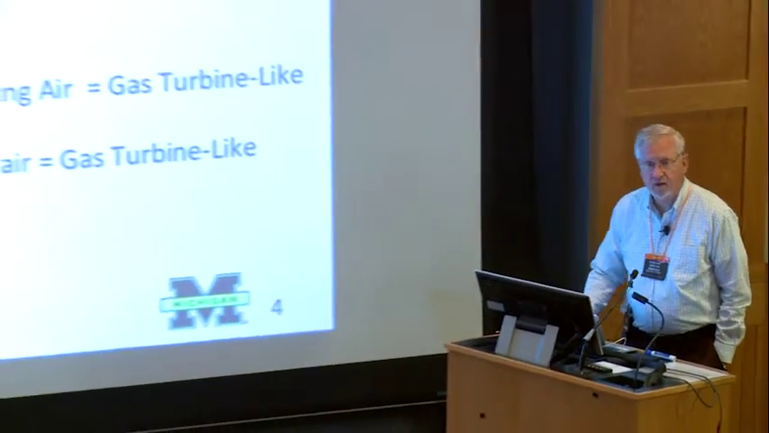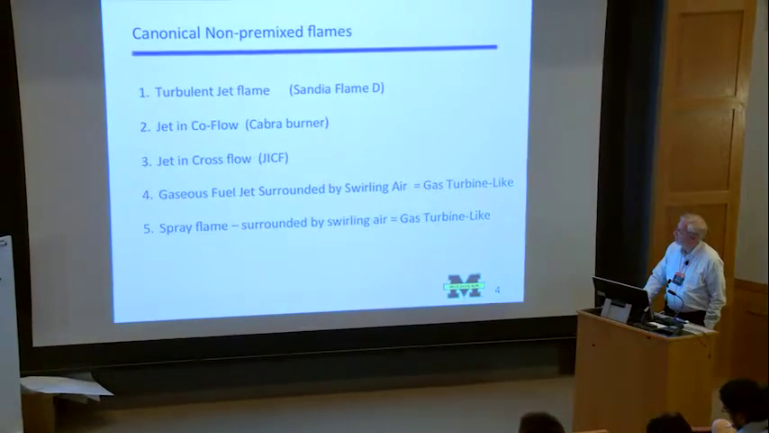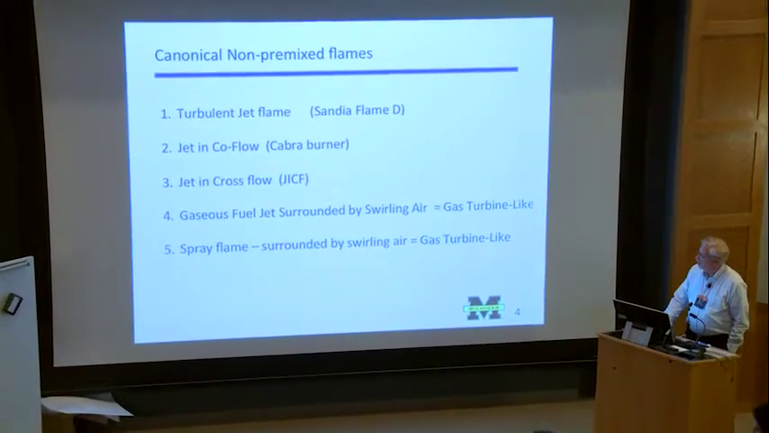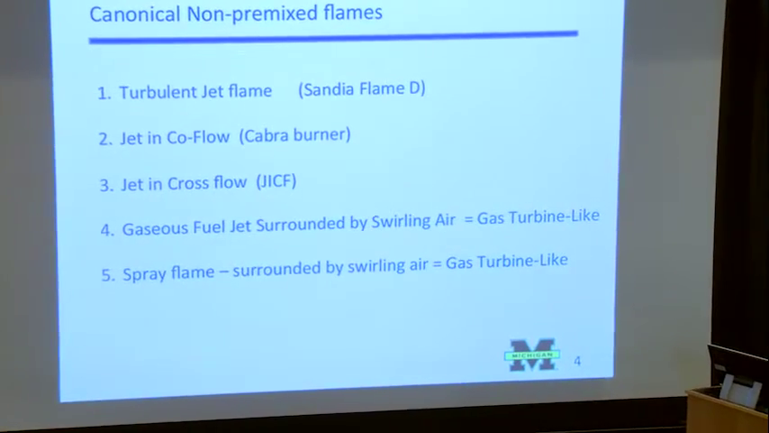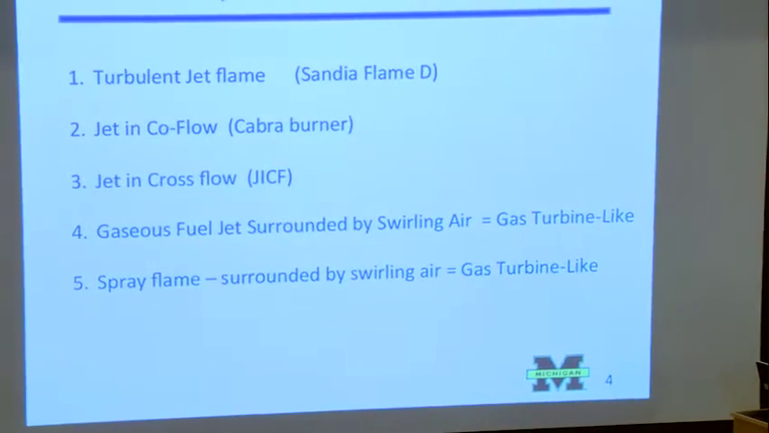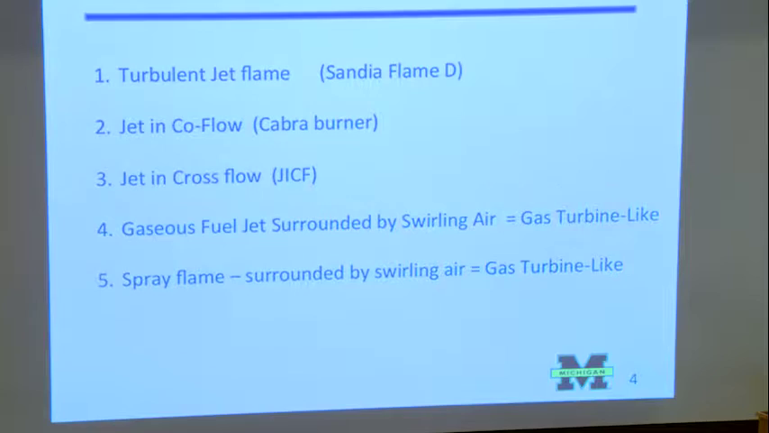So what are some of the canonical flames that people have identified? The turbulent jet flame, you can download this information off the internet. It's been studied, and we have huge amounts of data. The jet in a co-flow is very popular, especially if the co-flow is hot, such that you have auto-ignition. And this is the Cobra burner, the Sydney burner. A jet in a cross-flow is more practical.